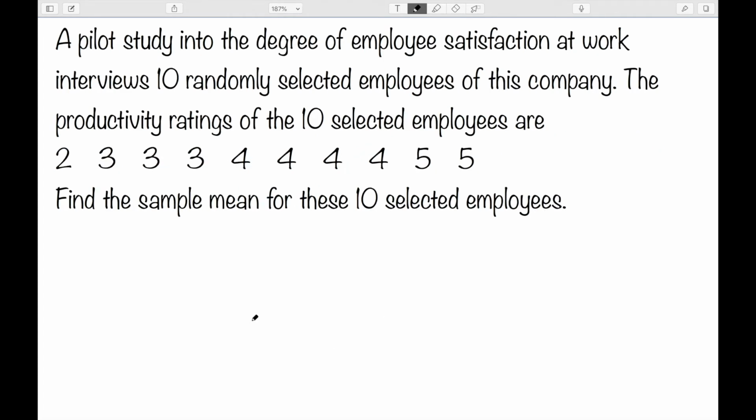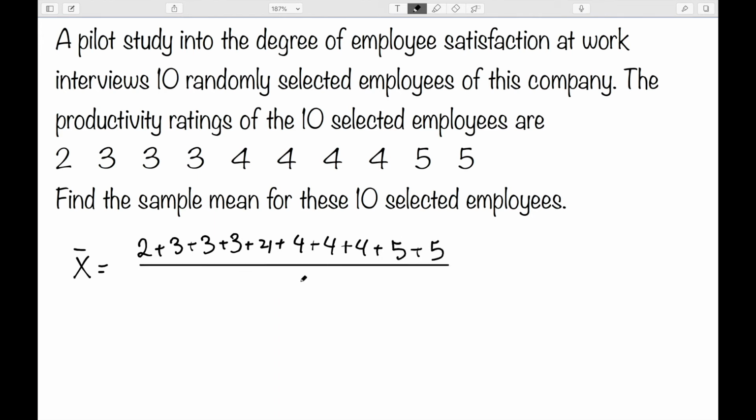Next, let's say we have a pilot study into the degree of employee satisfaction at work that interviews 10 randomly selected employees from the company. The productivity ratings of those 10 selected employees are listed here, and I want to find the sample mean. Well, I know I need to add these values up, 2 plus 3 plus 3, plus 4 plus 4 plus 4 plus 4, plus 5 plus 5, all over the total number of things, which is 10. If I add these up, I get 37 over 10. So here my sample mean is 3.7.